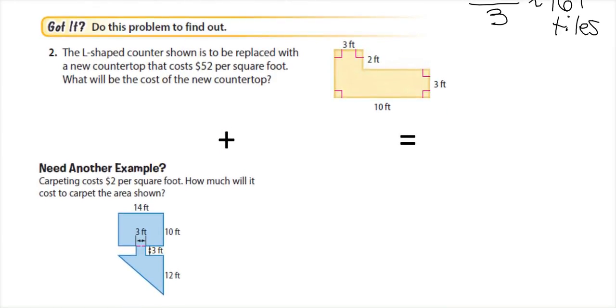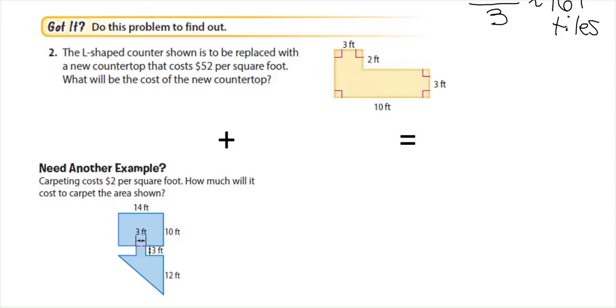Okay, for number 2, down there at the bottom, let's take a look at this one. We have an L-shaped counter, and it has to be replaced with a new countertop, and it costs $52 per square foot. So what will be the cost of the new countertop? Okay, so we're remodeling a kitchen. Apparently, we need to take out the old laminate. We're putting in something obviously expensive if it's $52 per square foot. So we're going to need to figure out how much this new countertop is going to cost.